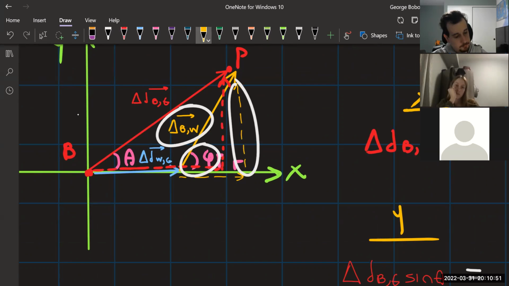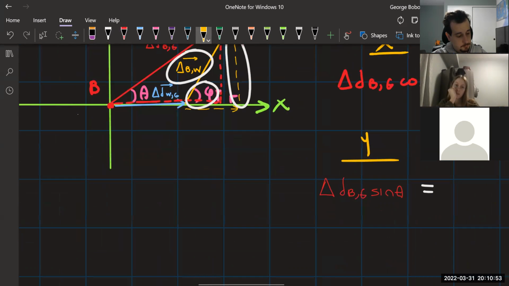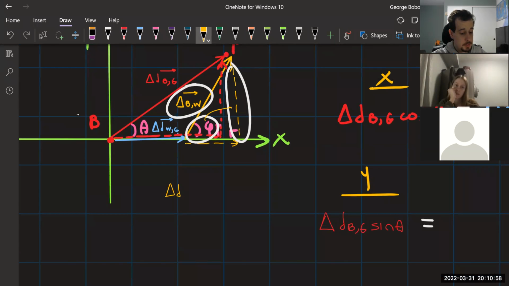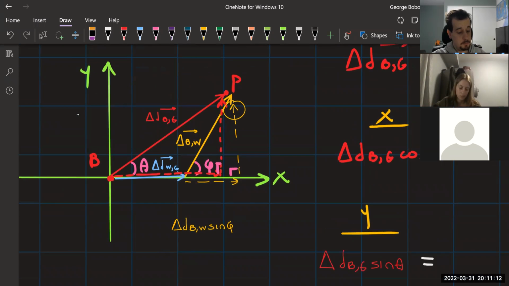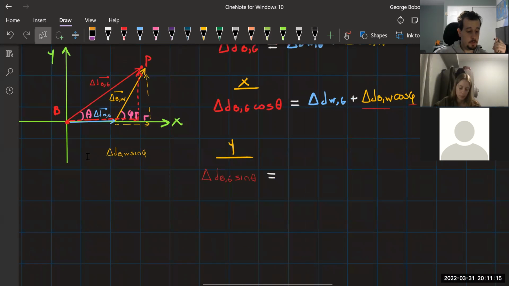Delta dB,W, would it be cos? They're still opposites, the phi to the unknown side. So sine theta? Exactly. So sine of phi. And in terms of sine, because it's going up, it's positive. All good then. So this is it for the right-hand side and the y component right now.